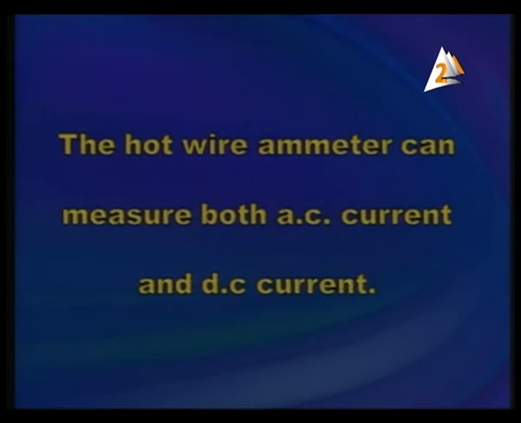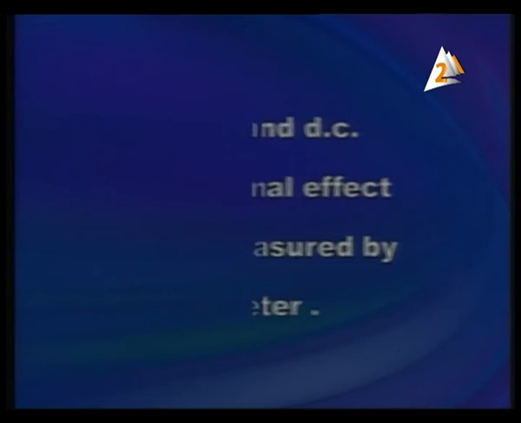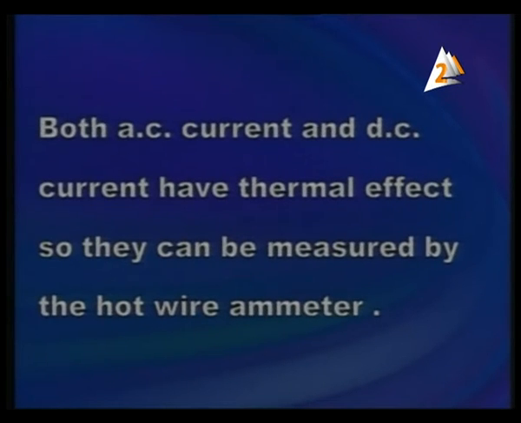Explain. The hot wire ammeter can measure both AC current and DC current. As a matter of fact, the function of the hot wire ammeter depends on the thermal effect of the electric current. DC and AC have thermal effects. Both AC current and DC have thermal effects, so they can be measured by the hot wire ammeter.